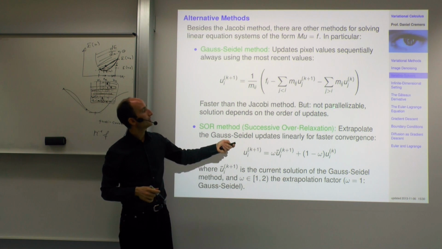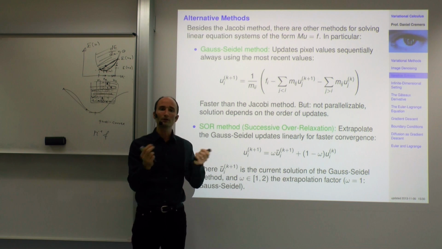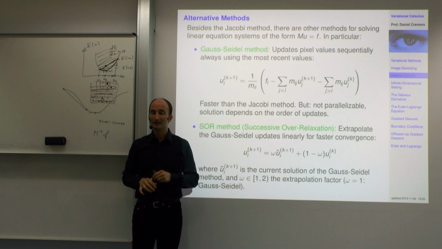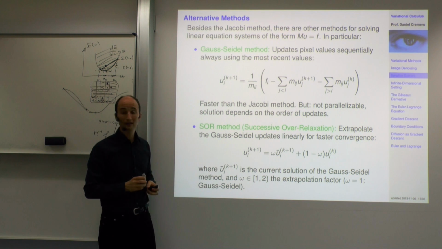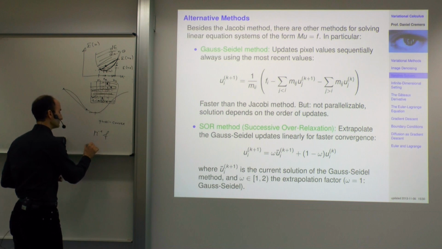The next problem is that this update, since I separate the old and the new ones, is no longer parallelizable. At least not directly. There are variants of the Gauss-Seidel method that can actually be parallelized. There is one variant, it's called red-black.